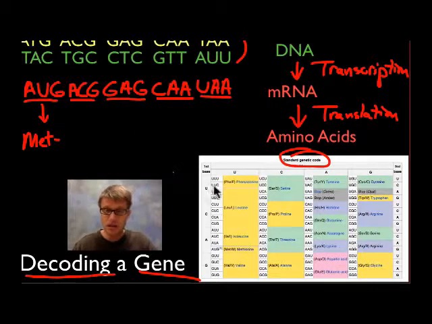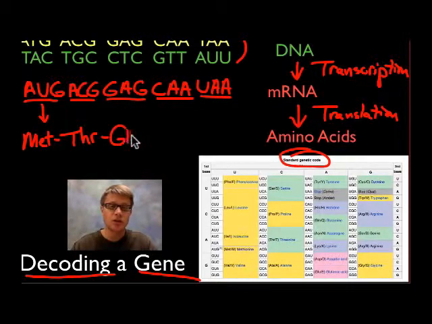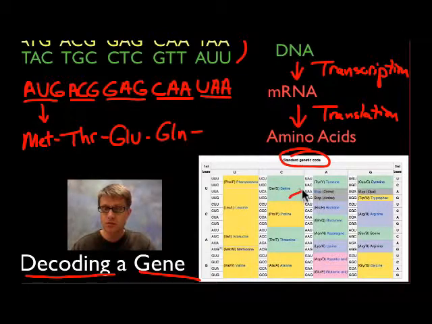Let's go to the next one, ACG. So I find ACG. This is threonine, so that's going to be like this. If we go to the next one, it's GAG. So GAG, that's glutamic acid, so that's going to be GLU. If we go to the next one, it's CAA. So let's find that. CAA, that's glutamine, so that's going to be GLN. And then our last one is going to be UAA. So when I find that, you can see it's right here, UAA. That's going to be a stop sequence.